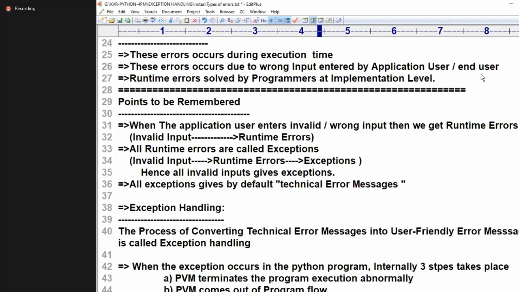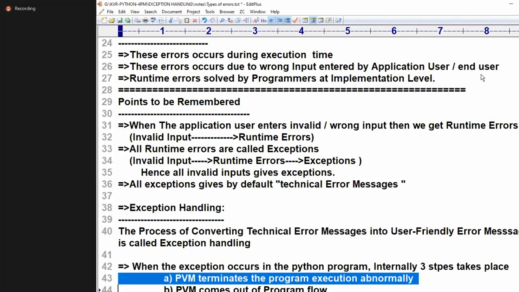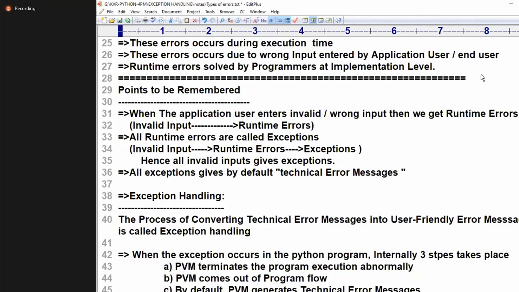PVM creates an object of one predefined class. This is one of the most critical points for a student. That's why, take any student in Python, they don't know exception handling. Of course I am not boasting about my class. Bring any student, I can prove within 2 minutes that they don't know anything about exceptions. PVM creates an object of one exception class.